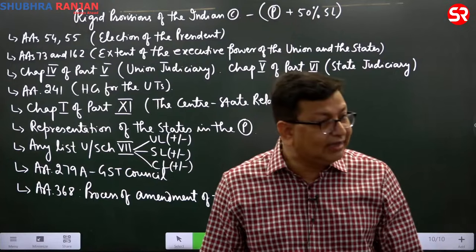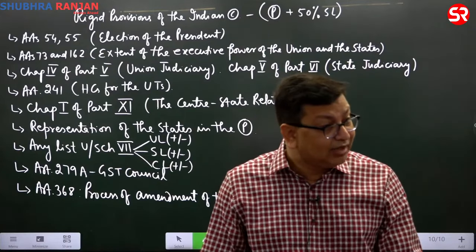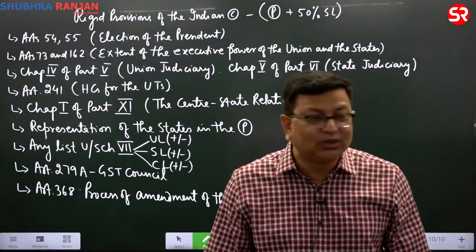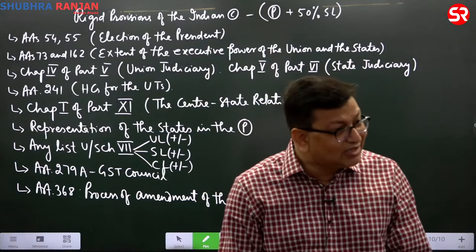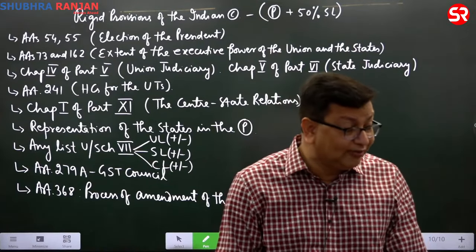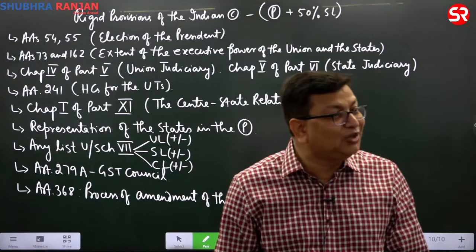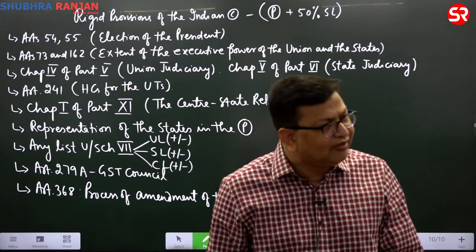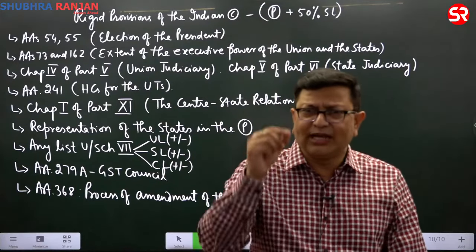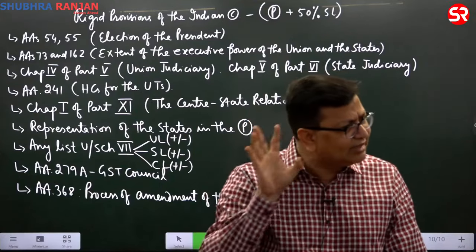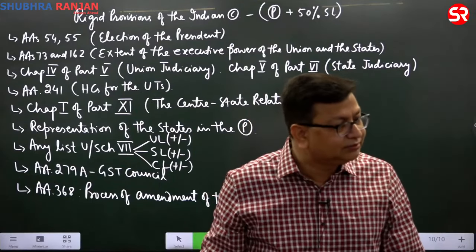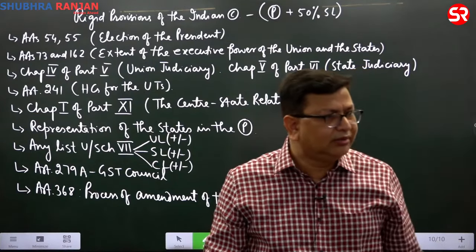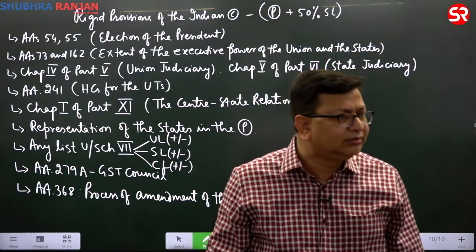So here the states will be affected if we make some modifications, because revenue comes to the state through the high courts also. So the states will be affected if you go for changes in Article 241. That is why the consent of 50% of the states will be required here. If they say okay, you can make the necessary changes. Okay, this is the logic. It will be required.